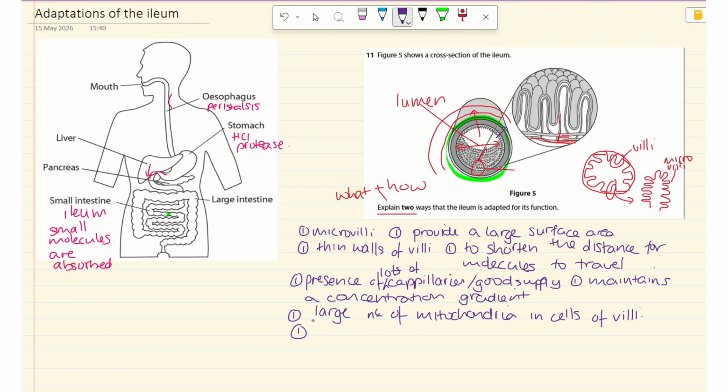Because remember, mitochondria is where respiration takes place. Respiration makes ATP. And ATP is needed for active transport. Okay? So I'm going to put some more ATP for active transport.